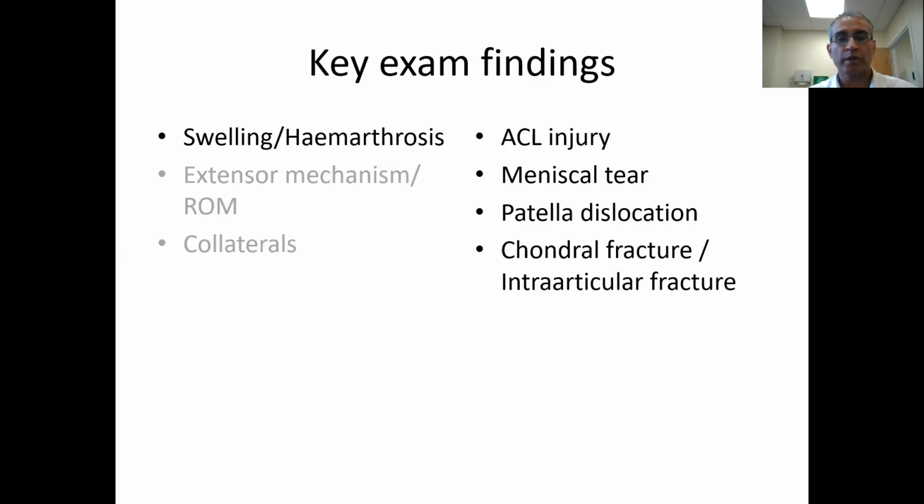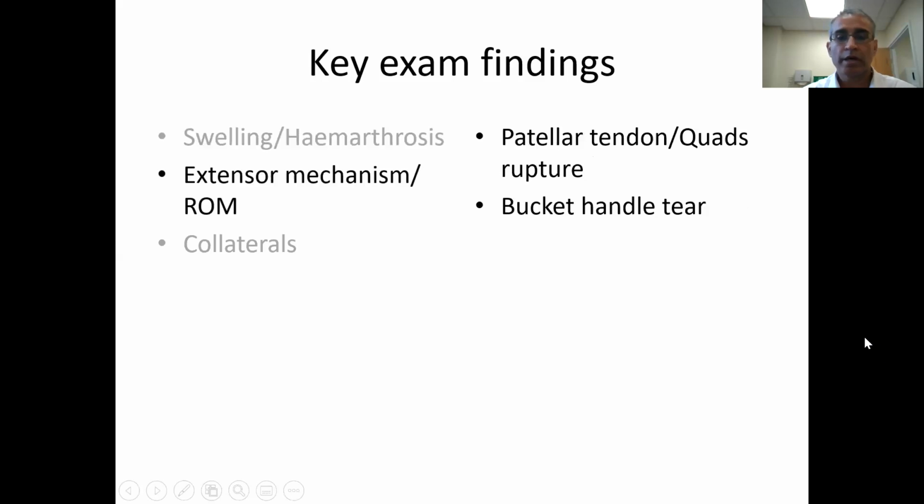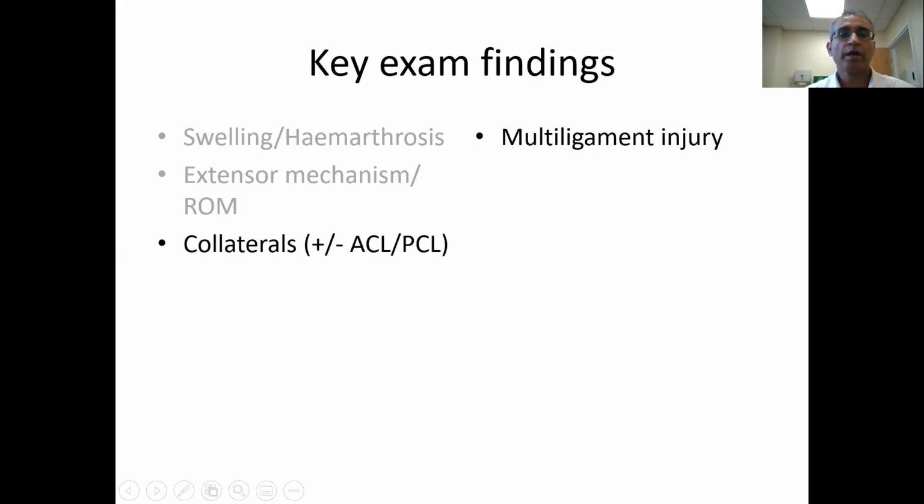If you find there's swelling after injury, it could be any of these. There are not many other reasons really. It's ACL injury, meniscus tear, patellar dislocation, or chondral fracture, which can be picked up on x-rays. If they can lift their leg up, that means they haven't torn their patellar tendon or quads tendon. And if there's a block to extension, that means they may have a bucket handle tear. If the collaterals are intact, that means they haven't had a multi-ligament injury. The knee has not dislocated.